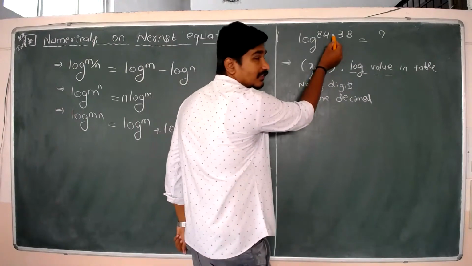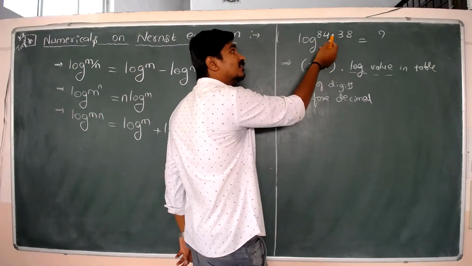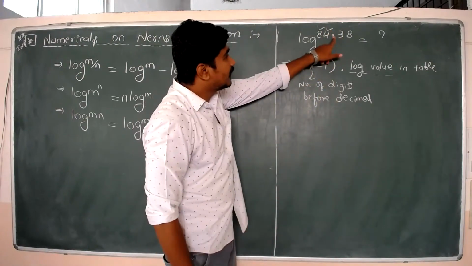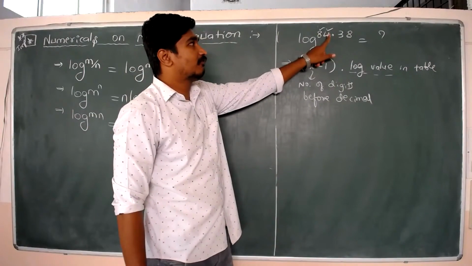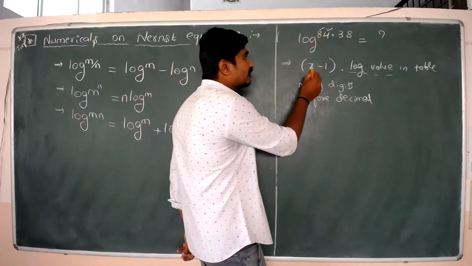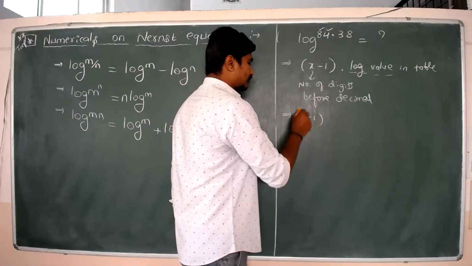Here is the digit, and here is the decimal. How many digits are there before the decimal? 1, 2. Before the decimal, there are 2 digits: one is 4, another one is 8. Totally 2 digits are there. Therefore, the x value is 2. It will be 2 minus 1.